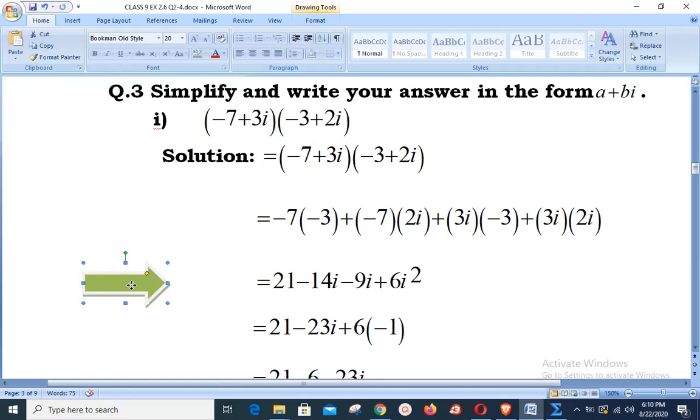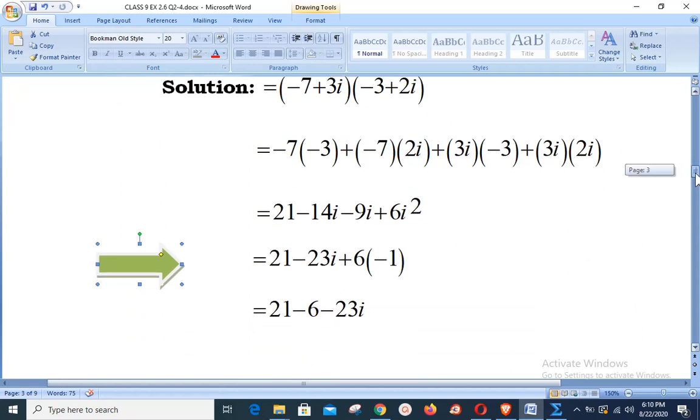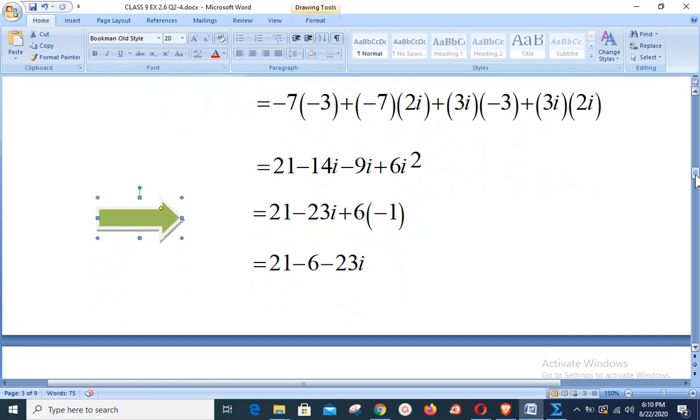And you all know plus 3 iota into minus 3 will give you minus 9 iota, whereas 3 multiplied by 2, 6 iota into iota becomes iota square, so we have 6 iota square. Utilizing iota square is equal to minus 1, we have 21 minus 23 iota plus 6 into minus 1. We have managed here iota like terms, that is minus 14 minus 9 gives us minus 23 iota.